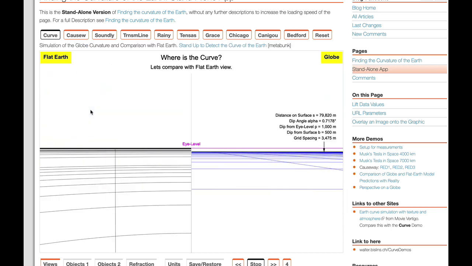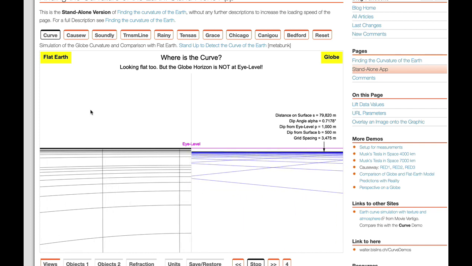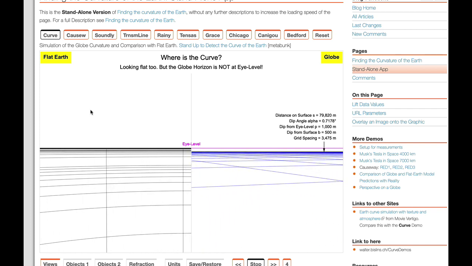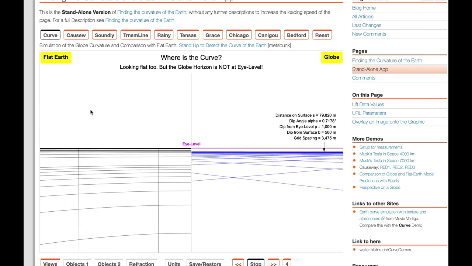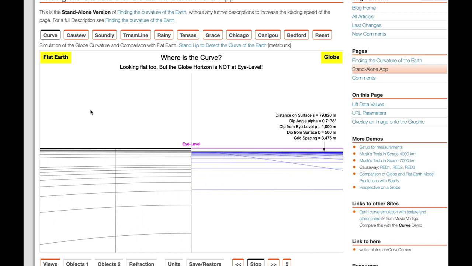But what you do see at 500 meters is a dip in the horizon. Again, the horizon does not meet eye level. Again, flat earthers don't have a model. They just have a bunch of expressions and sayings. And this one is provably wrong. The higher you go up, the more the horizon dips.